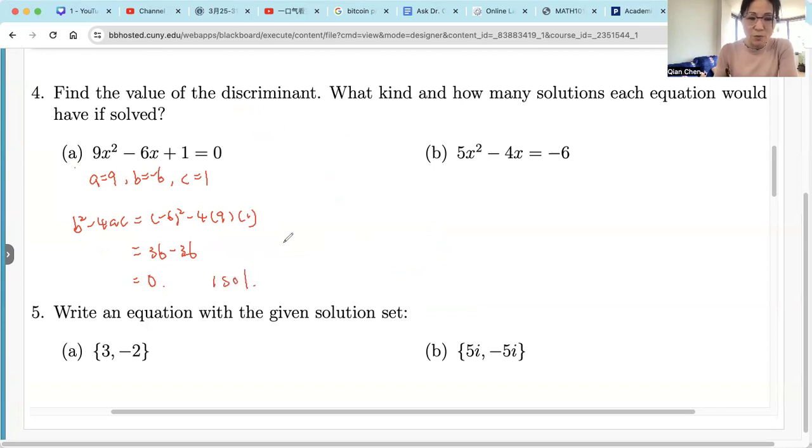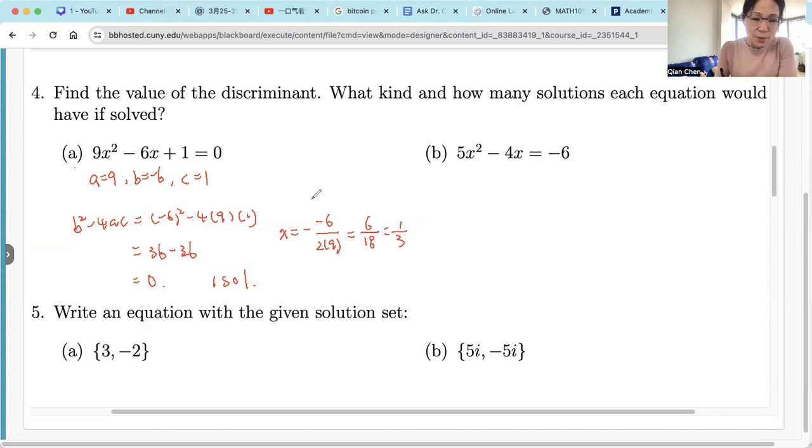If we want to find this one solution, we could do x equals negative b over 2a. Negative b is negative 6, over 2 times a, 2 times 9. Negative, negative becomes positive, 6 over 18, which can be simplified as 1/3. Right? This is one solution.